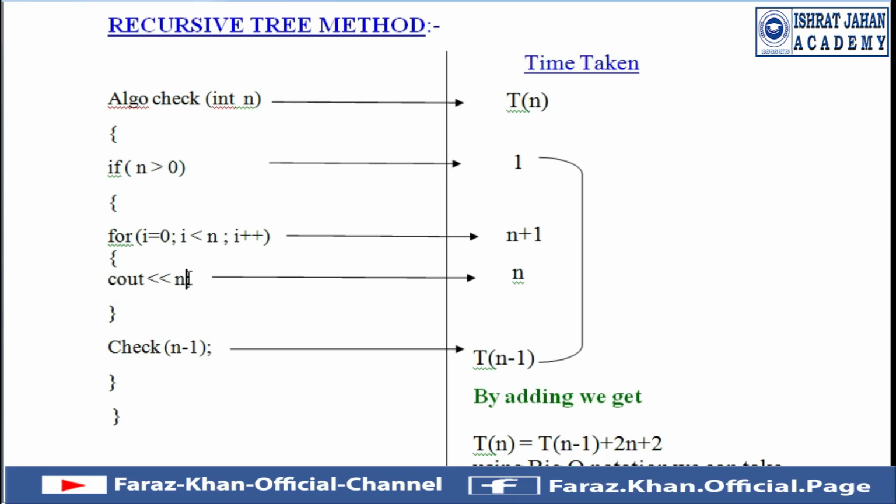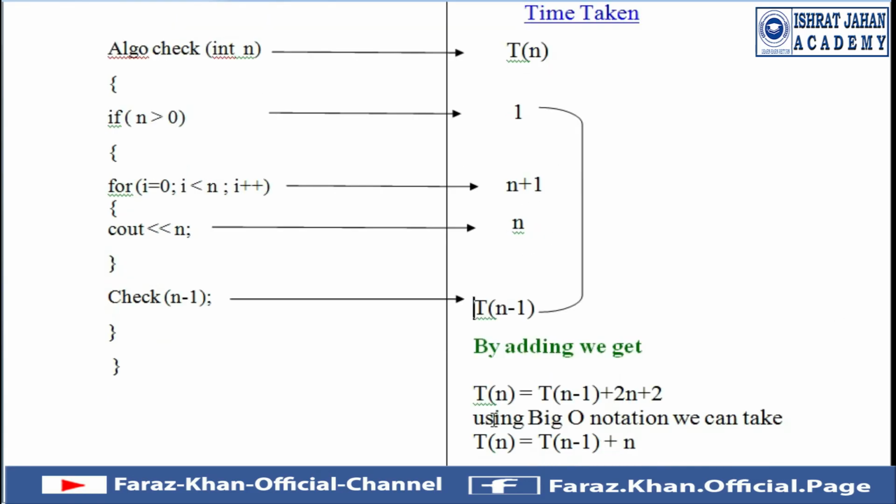Cout will print n, so I will take n, and every time it will return n minus 1. So I have written T(n-1). By adding this, I will get T(n) = T(n-1) + 2n + 2. So I have written T(n-1) as it is, and considering the big O notation, I will consider the highest power, so I will write n instead of 2n plus 2. Got it? Let's move on.